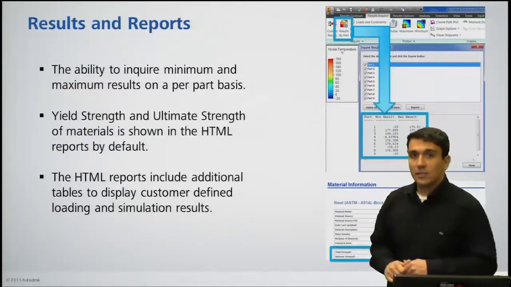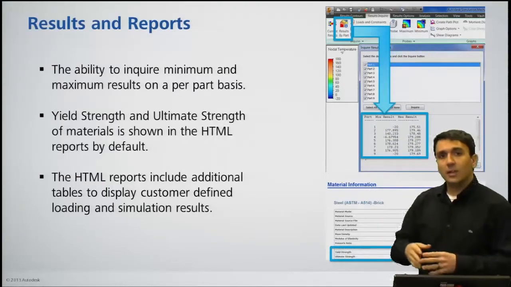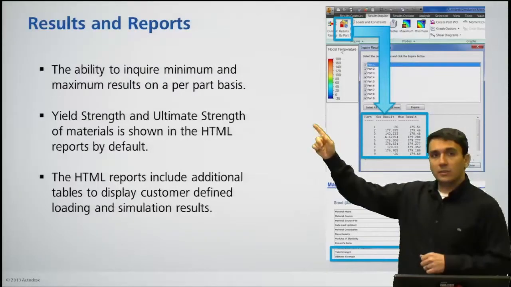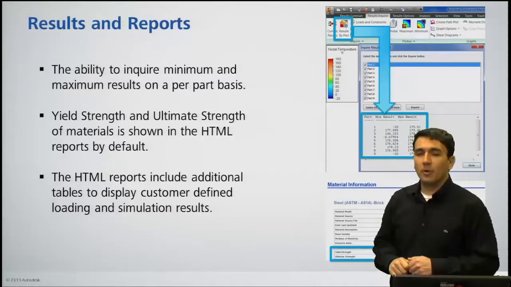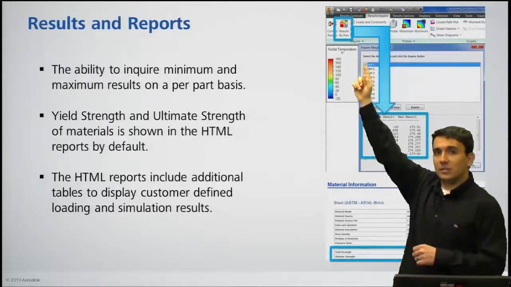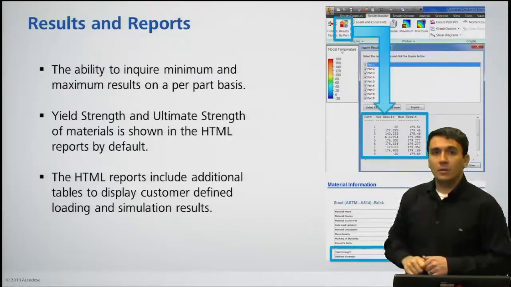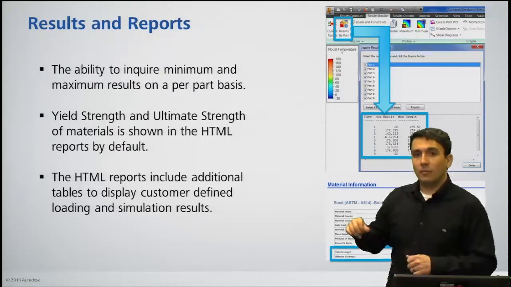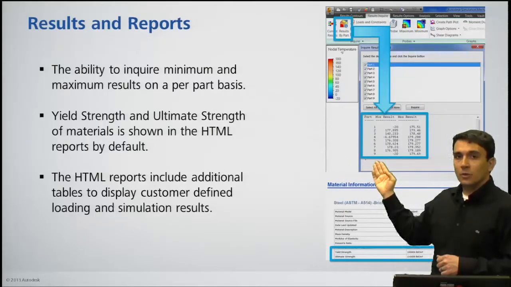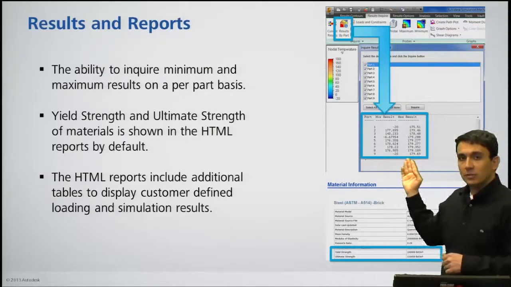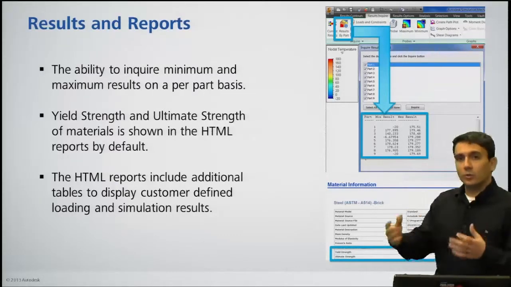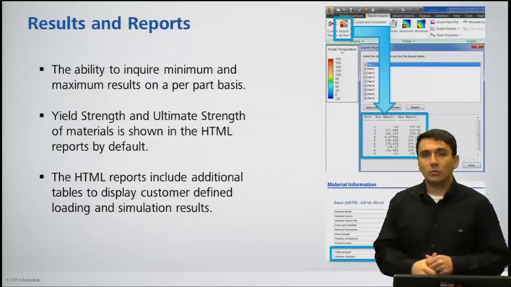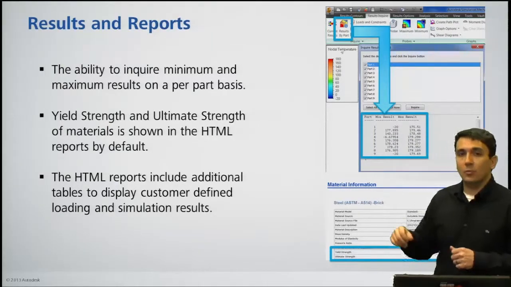All right, let's move into the results environment. In the results environment, we've made three key improvements. The first one is the ability to inquire minimum and maximum results on a per part basis. If you look at the ribbon up here, the second item on the ribbon will be results by part. This is a new icon, and if you have an assembly with multiple parts, you can just inquire the minimum and the maximum result in a table format that you can then of course export as a text object and dump it into your report to showcase your results in a more efficient manner.